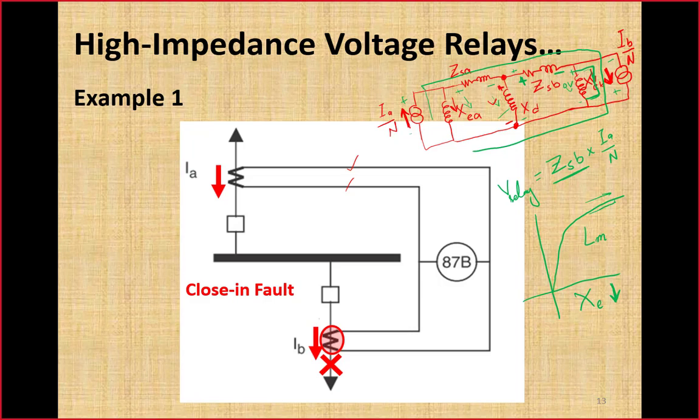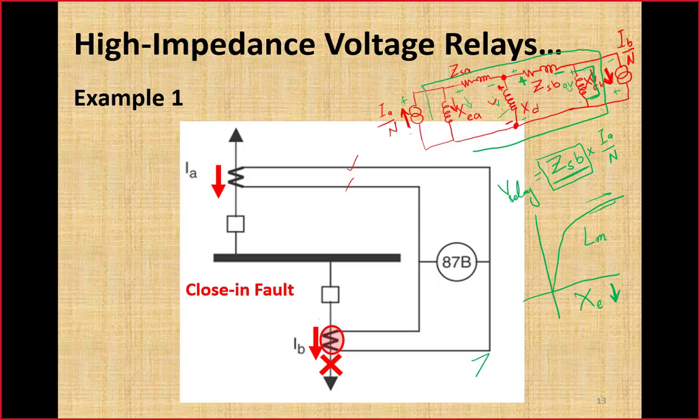The criterion for relay setting is that the relay is set to 2 times the voltage that would appear across the relay during a close-in external fault when one of the CTs gets saturated. Now, to make the relay setting very sensitive, we want this impedance ZSB to be as small as possible. So let's analyze this impedance. What are the different components of this impedance?